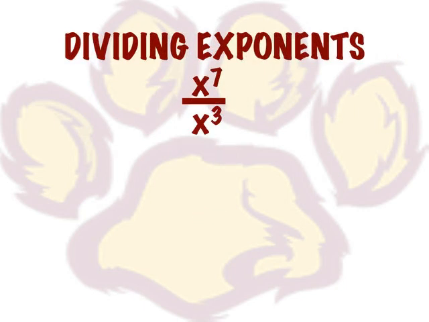Dividing exponents follows a similar process. However, instead of adding the exponents, you're going to subtract. So in our problem, we have x to the 7th divided by x cubed. What that becomes is x to the 7 minus 3 power, or x to the 4th.